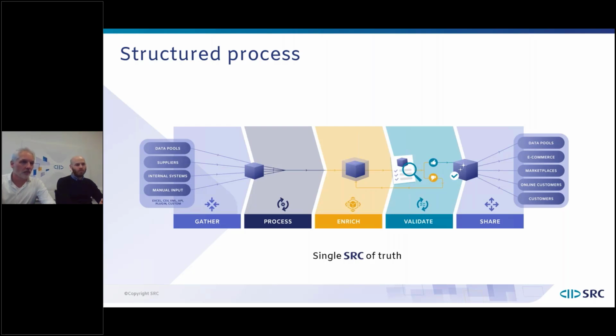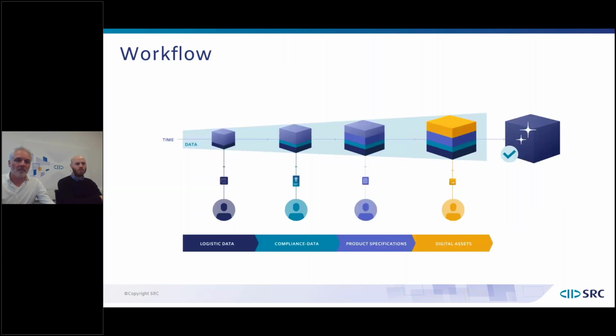And when the product is then completely checked and complete, it's ready to be shared with target systems like a data pool, website, marketplaces, or directly to your customers. Because data is managed by different departments, you could set up a workflow where each department is responsible for a specific set of data. For example, the logistics department has to provide the logistics data, product specifications maybe come from another department, and the digital assets, so the images and the documents, maybe again from another department, all adding up to get in the end to the final product that is complete with all the data and all the related documents.